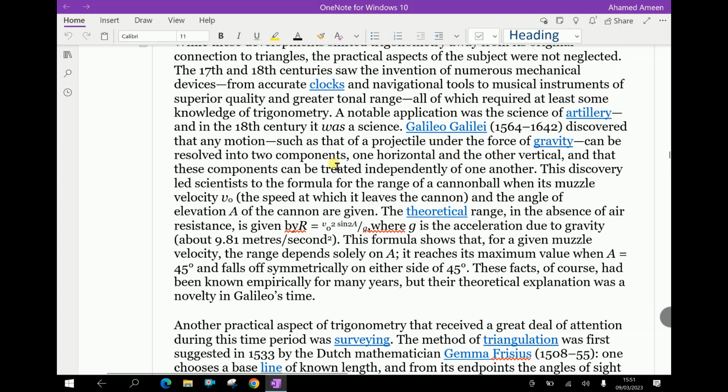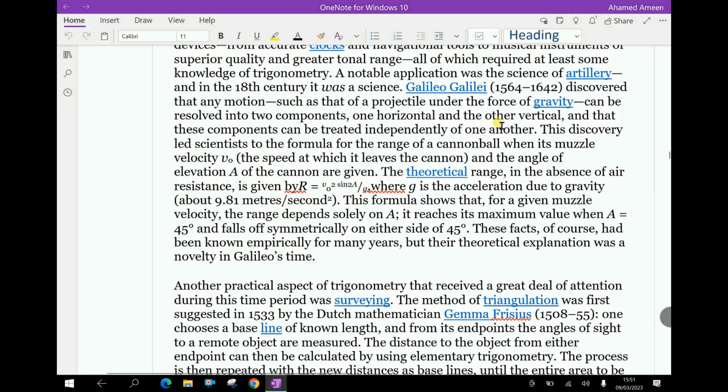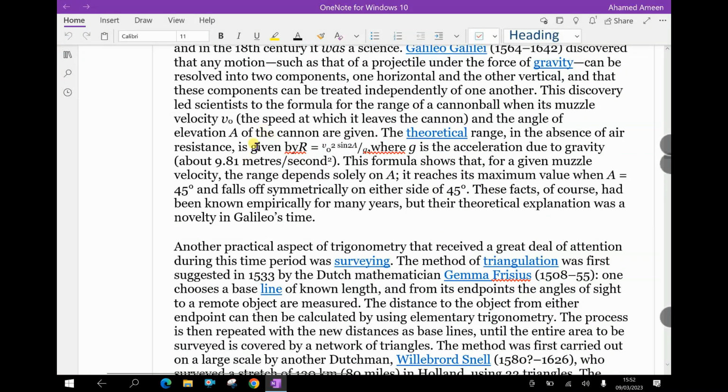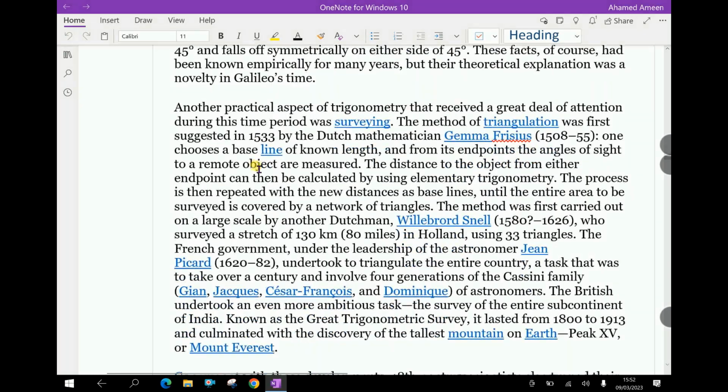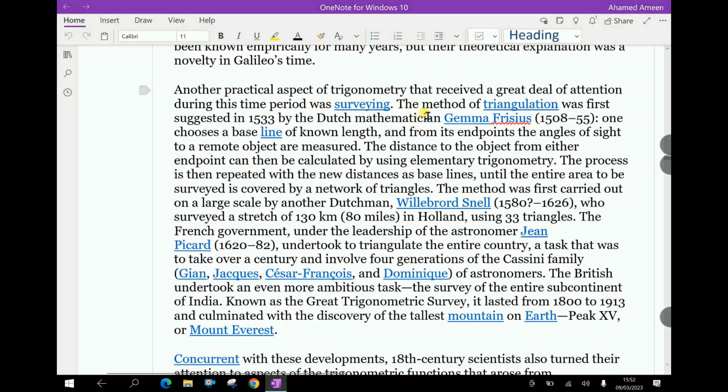Galileo Galilei discovered that any motion, such as that of a projectile under the force of gravity, can be resolved into two components, one horizontal and the other vertical, and that these components can be treated independently of one another. This discovery led scientists to the formula for the range of a cannonball when its muzzle velocity is given. Another practical aspect of trigonometry that received a great deal of attention during this time period was surveying.